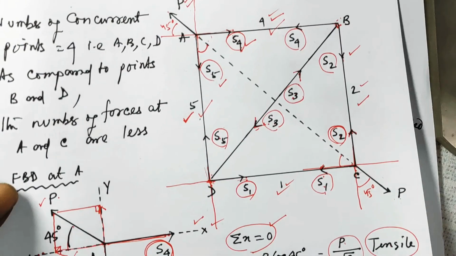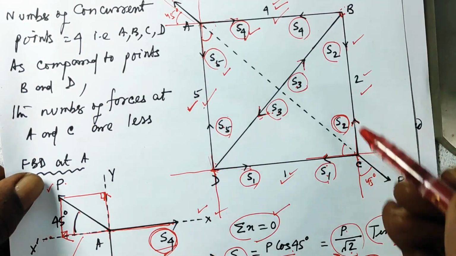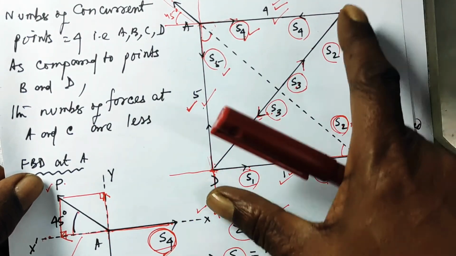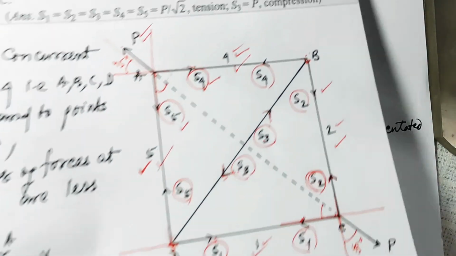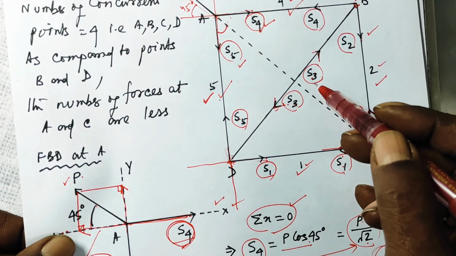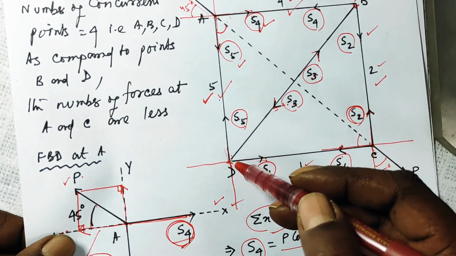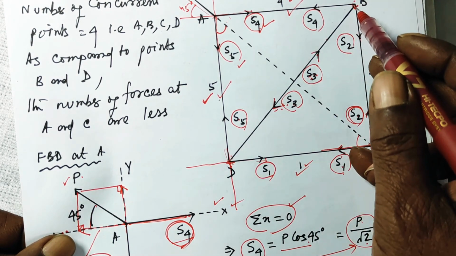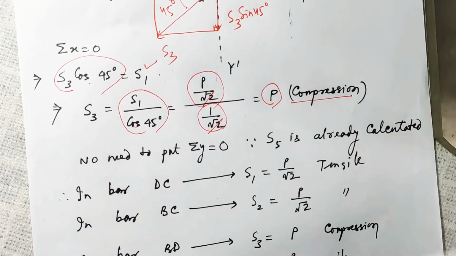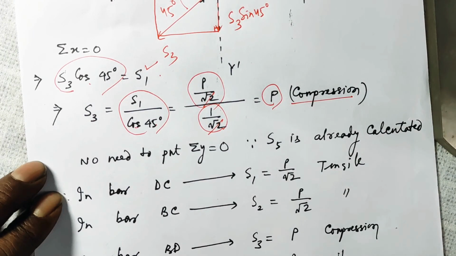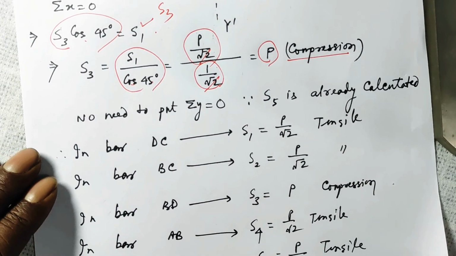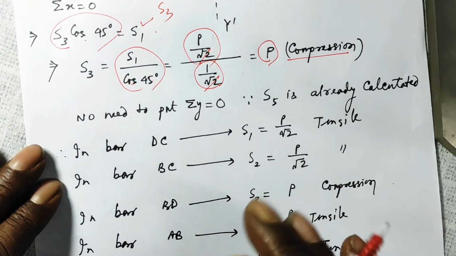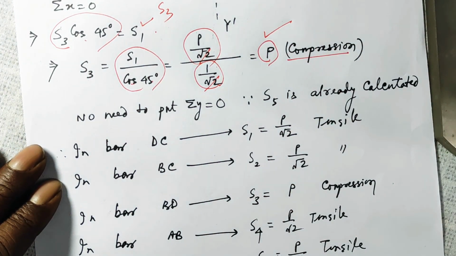And why it is compression, I explained to you: BD is under compression. Let me once again explain. If you pull it to this side and this side, this bar BD will be compressed, right? So this S3 and this S3 are towards the joint. This one is towards the joint D and this one is towards the joint B. Now S3 is found out.